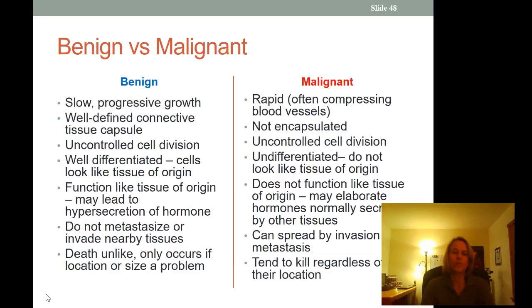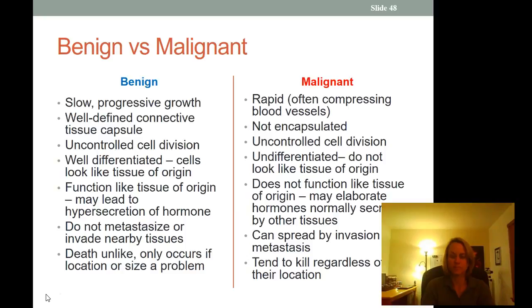Okay, so let's compare benign versus malignant. Benign tumors are slower growing, with progressive growth. Malignant tumors are rapidly growing. Benign tumors are well defined and they have a tissue capsule. Malignant tumors are not encapsulated. They both have uncontrolled cell division. Benign tumor cells are well differentiated. These cells look like the tissue of origin and they function like the tissue of origin.